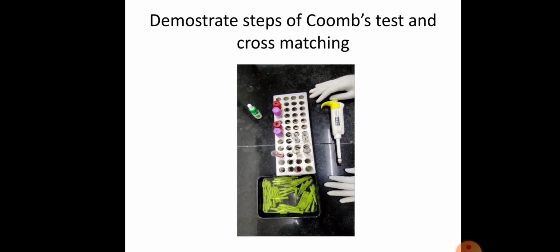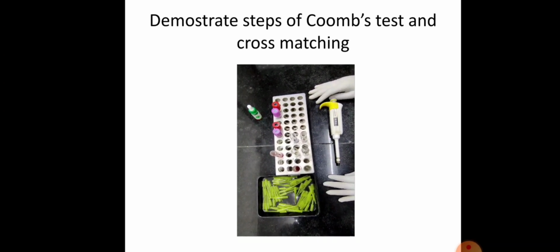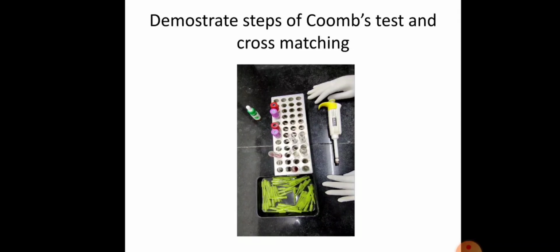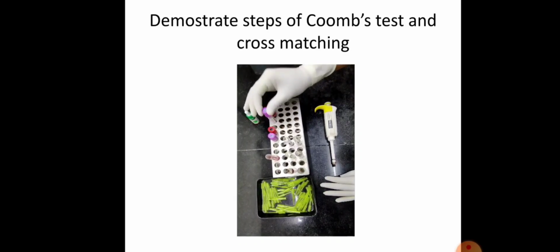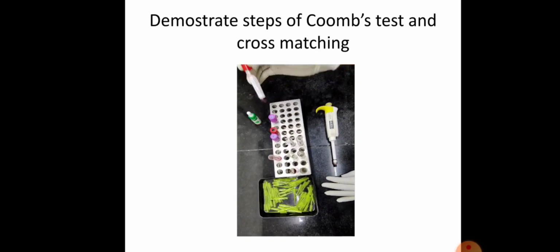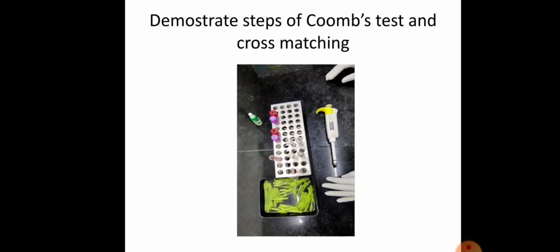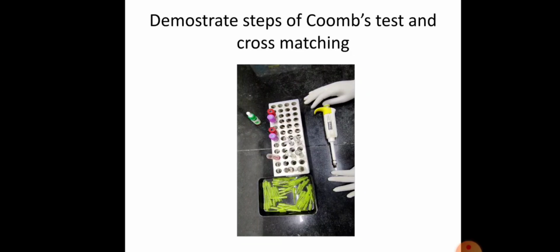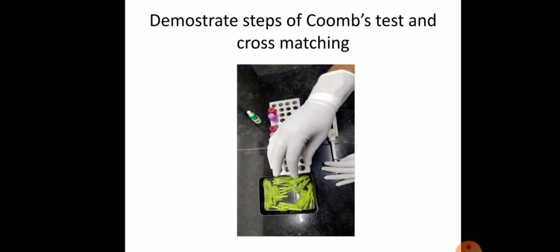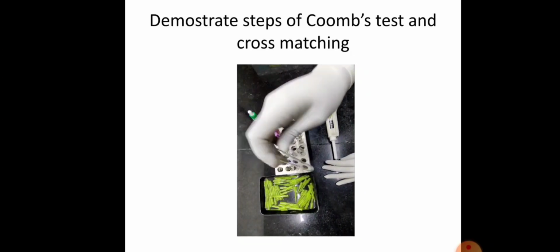Now we will demonstrate the compatibility test, routinely also known as cross-matching. For cross-matching, we require the patient's as well as the donor's blood sample in EDTA as well as in a plain bulb, an incubator and a centrifuge machine. First, we will do antibody screening. For that, we do the Coombs test. There are two types of Coombs test, direct and indirect. First, we will properly label all test tubes.